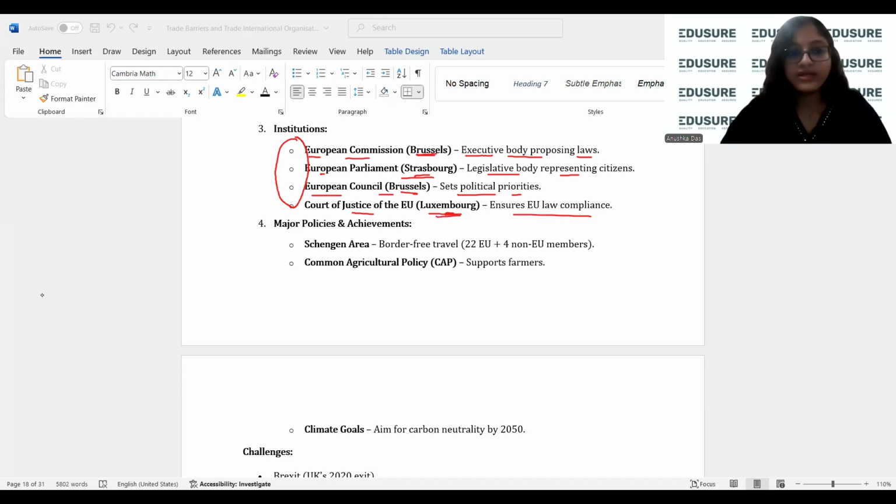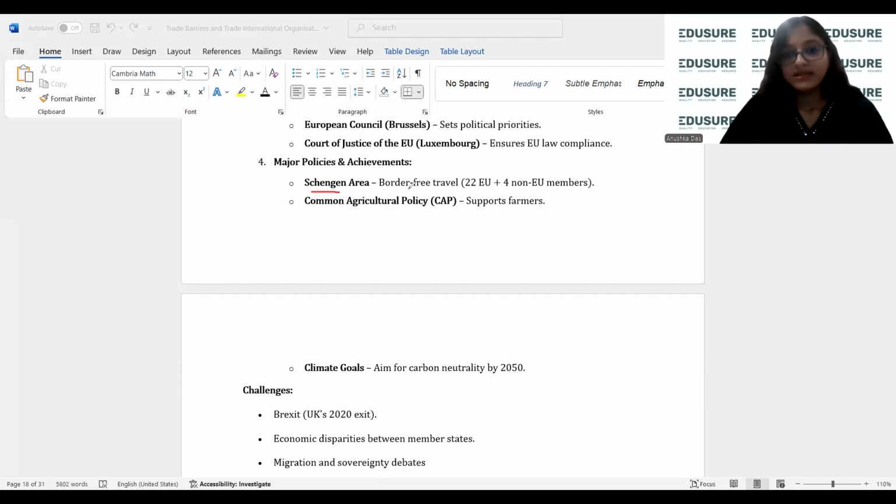Now, what are the main policies and achievements? They have ensured border-free travel to 22 European Union members and 4 non-EU members. Then you have the common agricultural policy that supports the farmers. On climate goals, they are planning to aim for carbon neutrality by 2050. These are certain main policies and achievements.